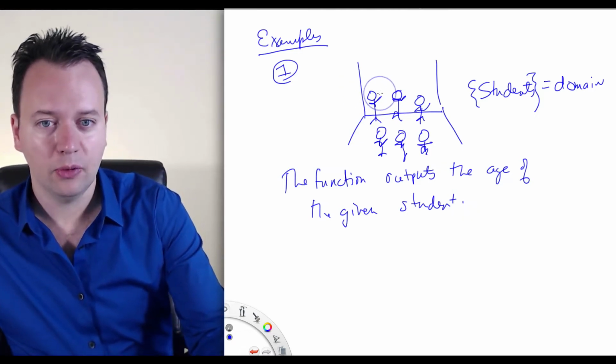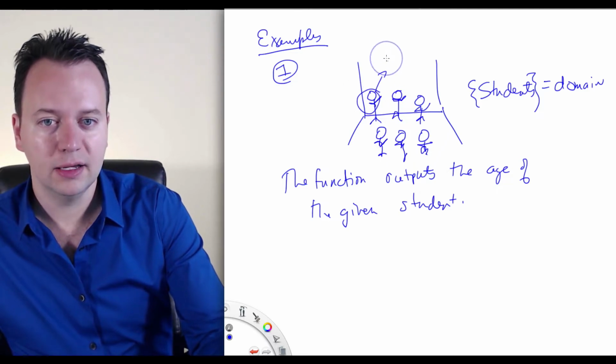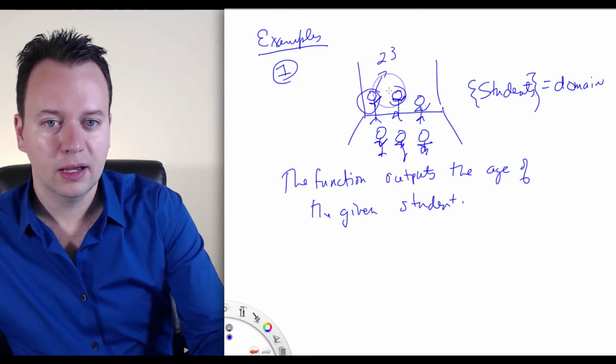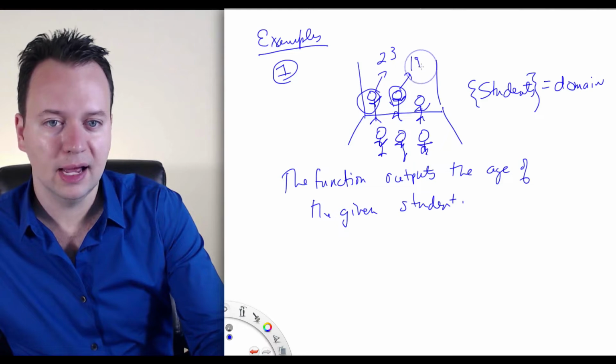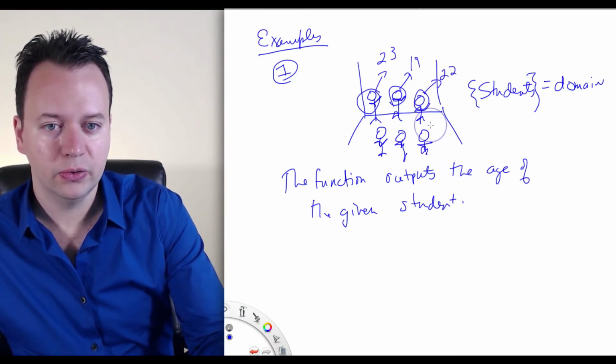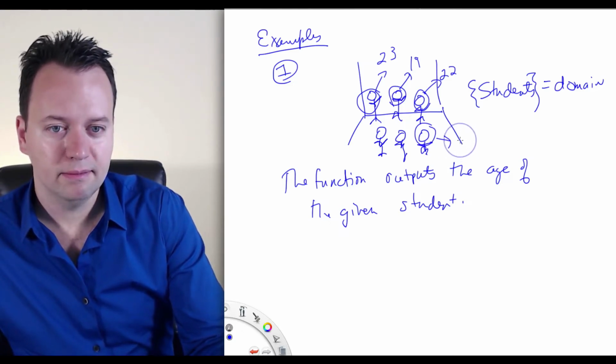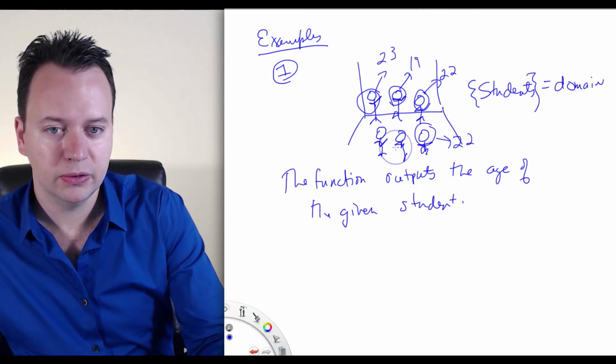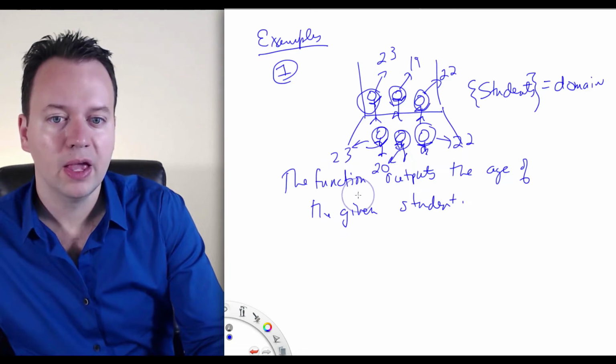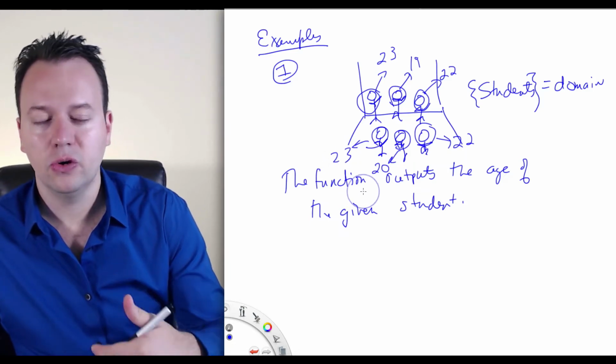So for example, here we have John, and John is 23 years old. And this is Sally, and Sally is 19. And here's Henry, Henry's 22. And here's Max, Max is also 22. And here's somebody else who's 20, and then here's another person who's 23. So the function would return the age of the person.